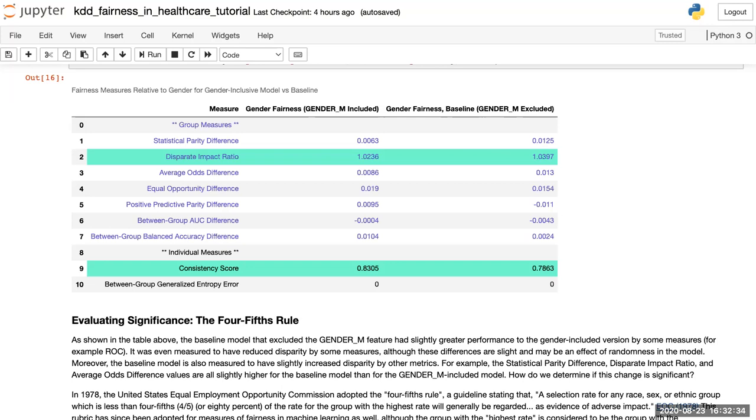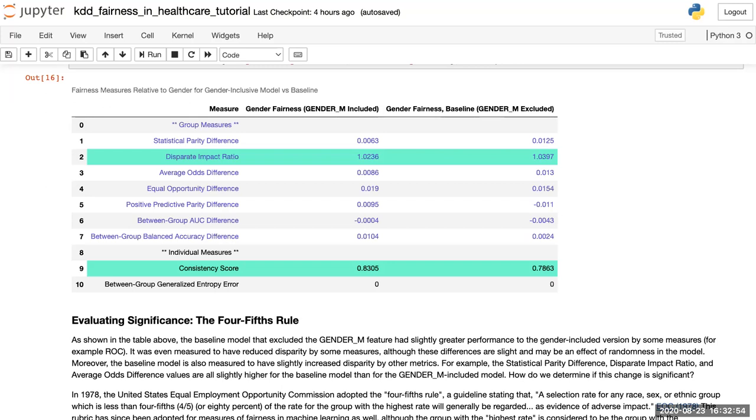So if we apply this 4/5 rule to the disparate impact ratio, for example, which we see highlighted in green, it indicates that both models are within fairness tolerance. And in fact, our gender inclusive model is slightly more fair by this measure, although the degree is probably insignificant. And again, there may be some element of randomness in there.